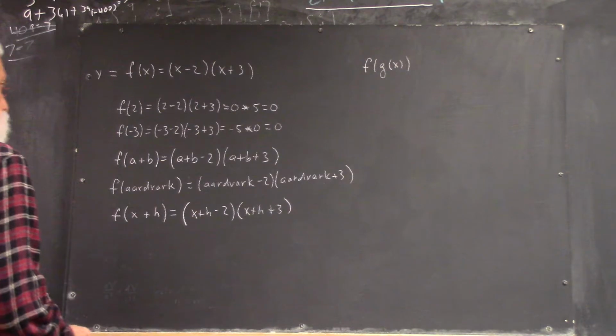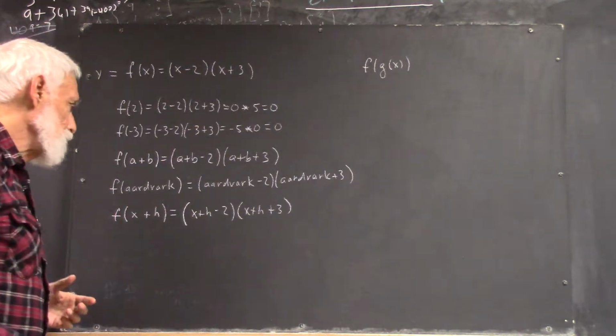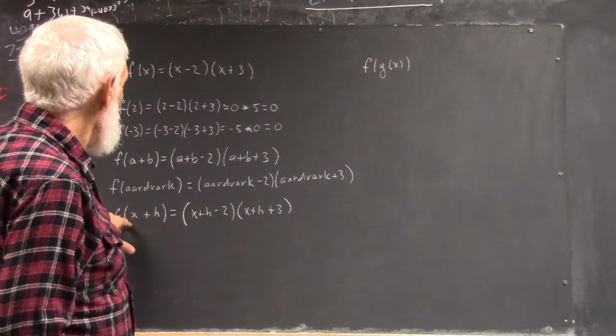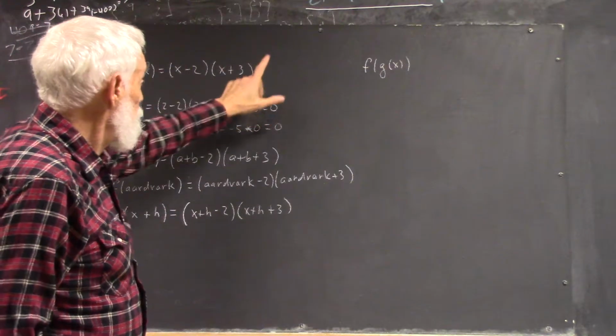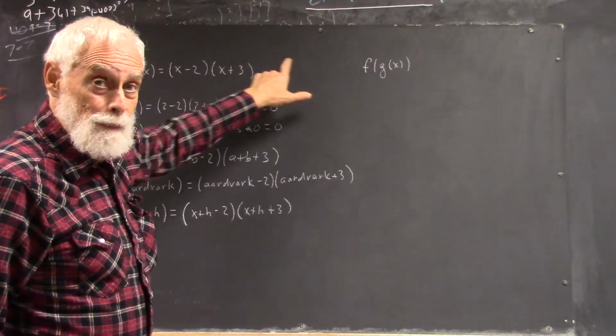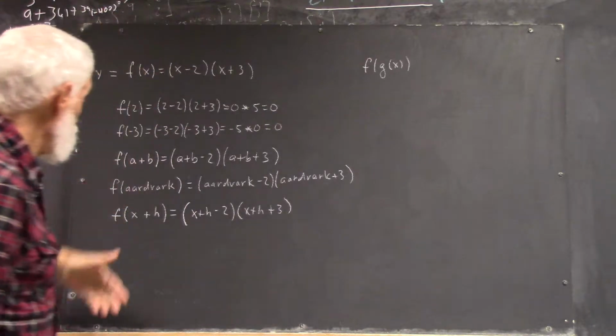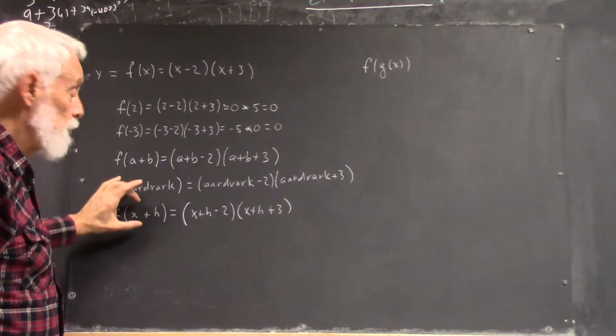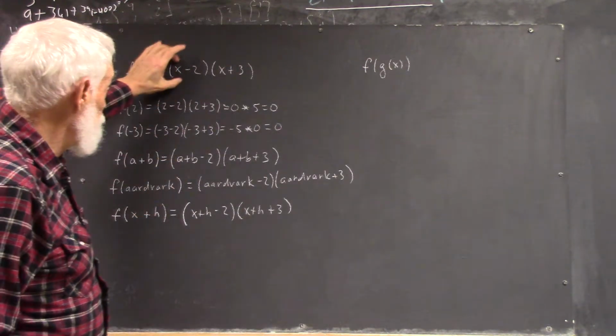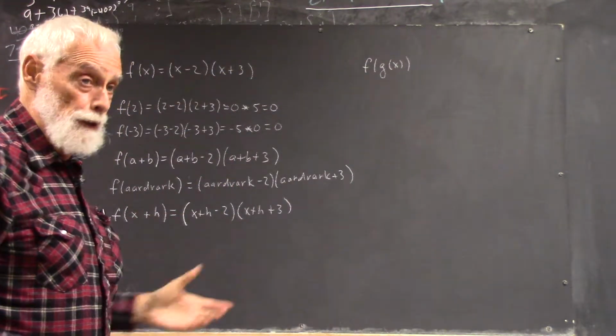What we often see is people will write out f of x, which is this, and then put plus h on the end here. But that's not what the notation tells us to do. It says x has to be replaced by x plus h. Every x has to be replaced by x plus h.